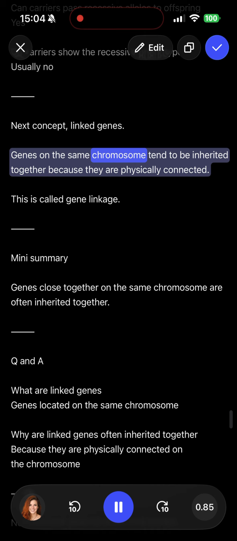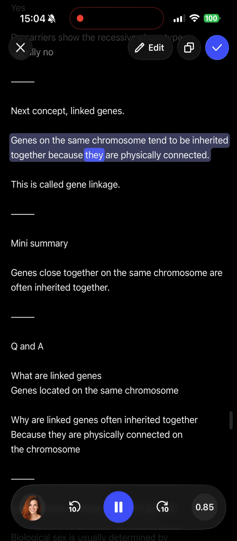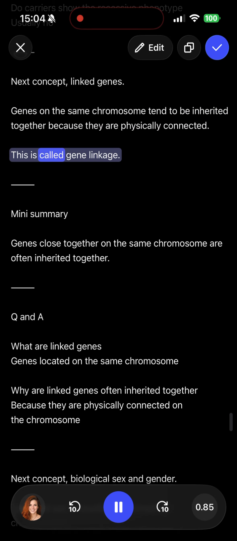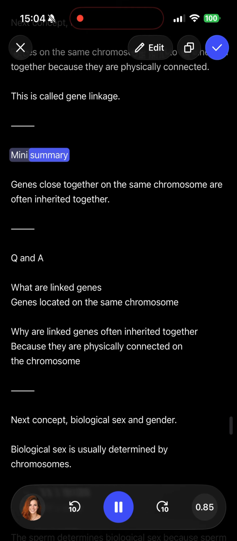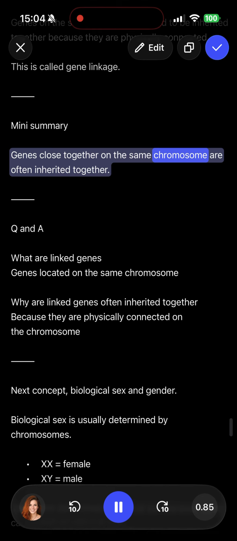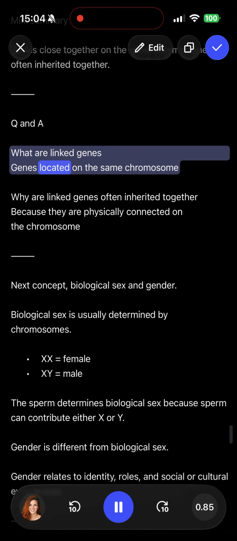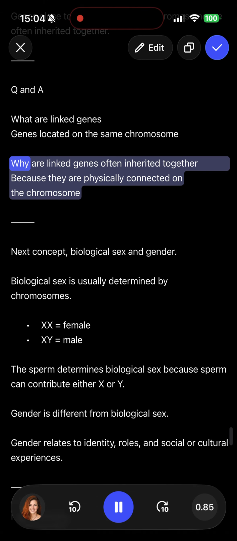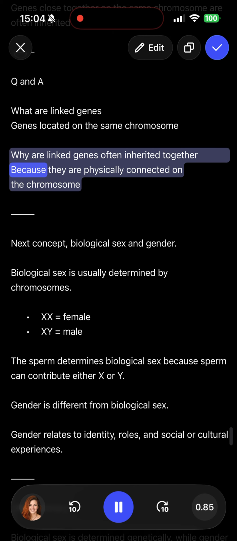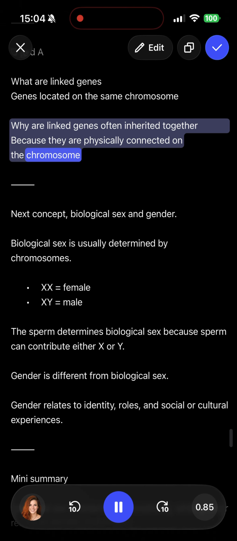Genes on the same chromosome tend to be inherited together because they are physically connected. This is called gene linkage. Mini summary: Genes close together on the same chromosome are often inherited together. Q&A. What are linked genes? Genes located on the same chromosome. Why are linked genes often inherited together? Because they are physically connected on the chromosome.